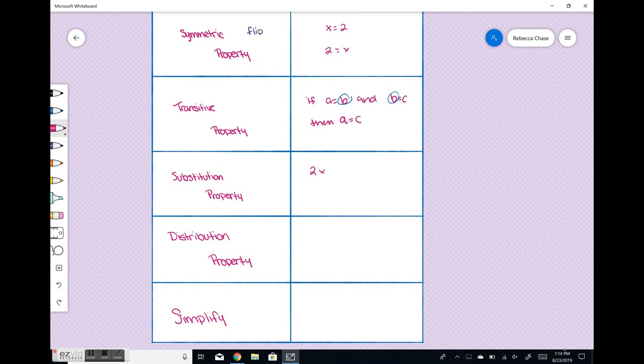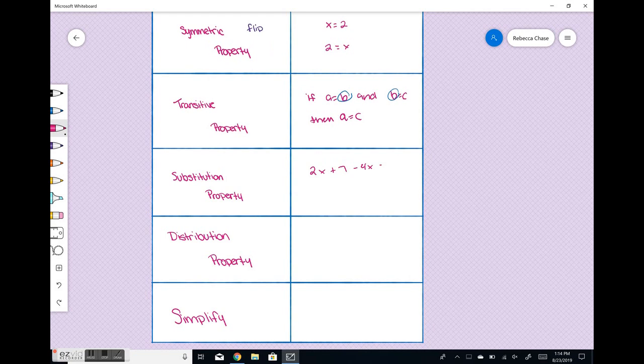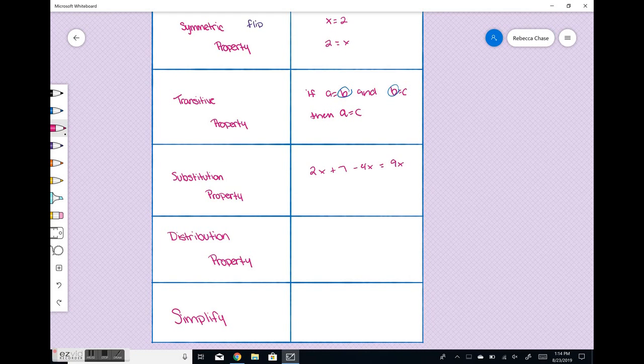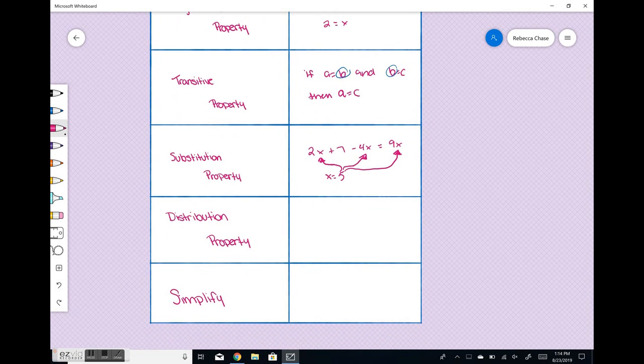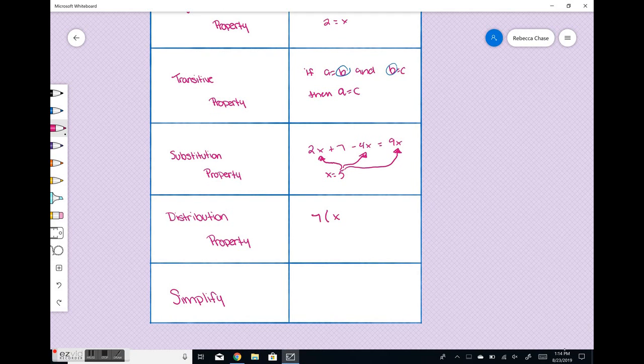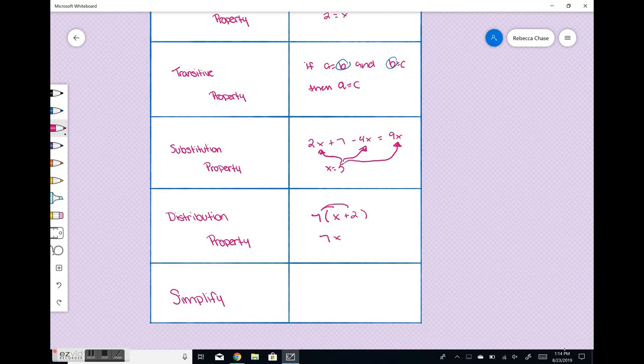Substitution property, if I have something that looks like 2x plus 7 minus 4x equals 9x. Okay, if I have something that looks like that, but then I tell you that x equals 5, the substitution property says that everywhere I see that x, I can also put a 5 instead in order to solve. So if I know that two things are equal, I can interchange them in an equation. The distribution property, if I have 7 parentheses x plus 2 close parentheses, we know we can distribute that 7 and change it to 7x plus 14. All right, so that's distribution property.